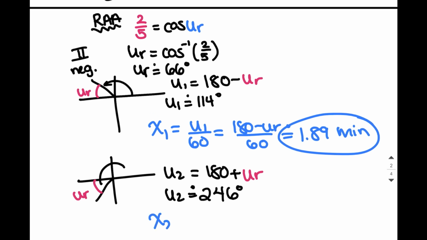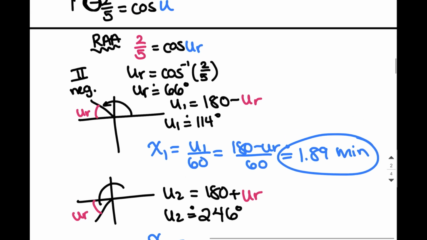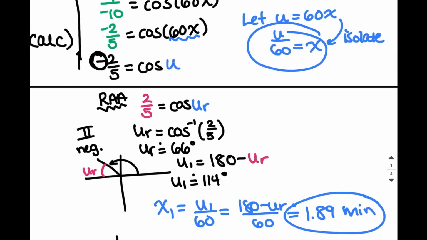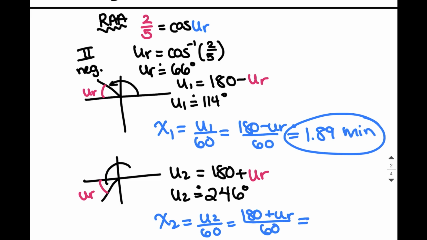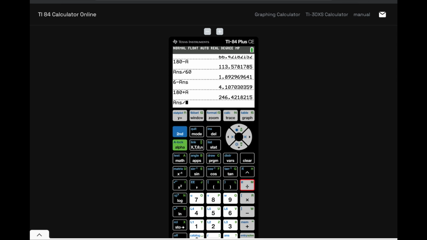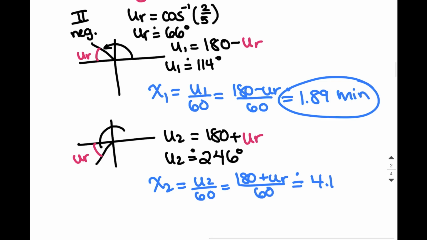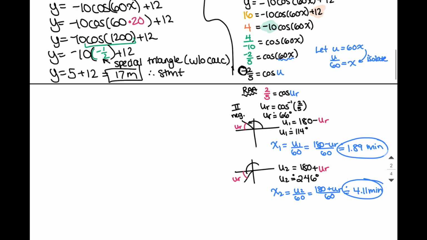But again, I want to figure out what x2 is, not what u2 is. So I'm going to use this equation where we've isolated the x. So we're going to say that this is u2 over 60, but we know that u2 is 180 plus u sub r. So this is going to be approximately, let's figure this out, divide this by 60, and we get approximately 4.11, the exact same answer that we got up at the top, okay?